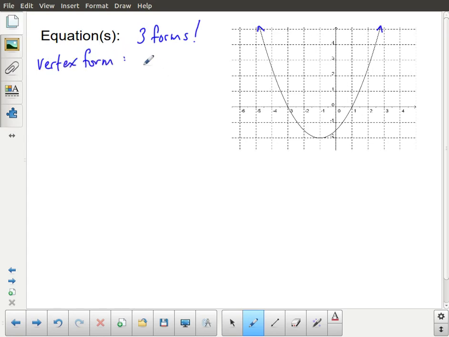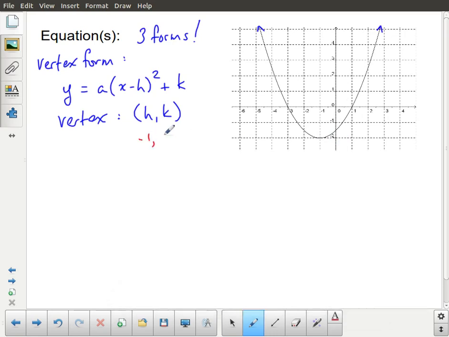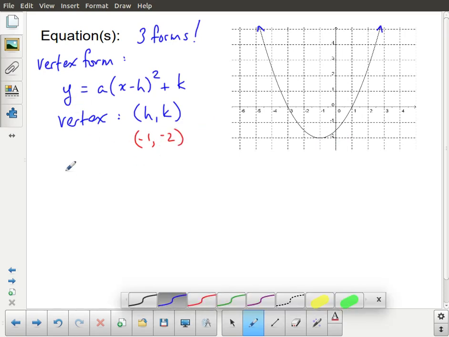And so vertex form is y equals a(x minus h) all squared plus k, where the vertex is what tells us this h and k value. So the vertex of the parabola is the point (h, k). Now, we knew from looking at our graph that that was (-1, -2). So now that we have those values, we can go straight into our equation.